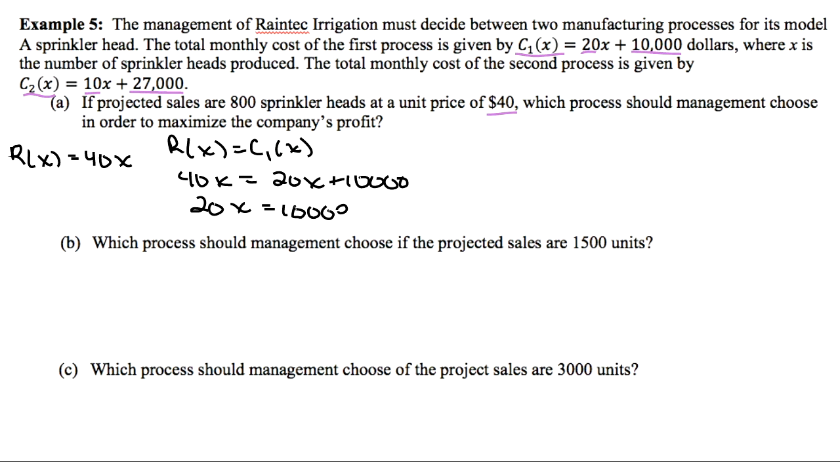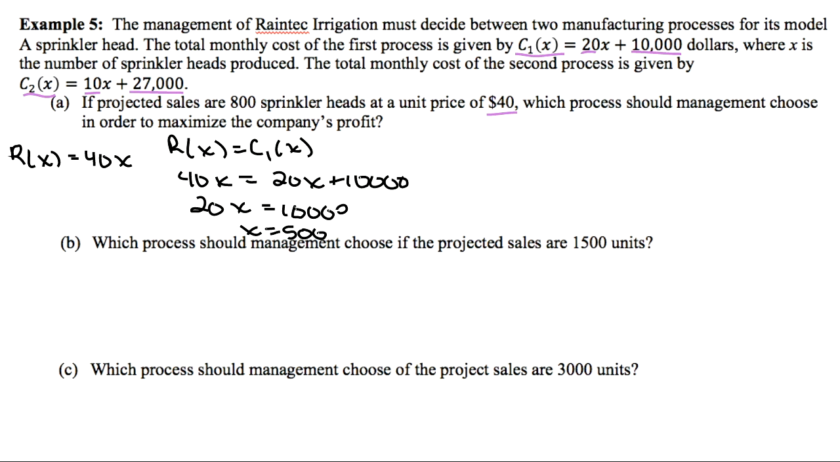So what does this one mean? When we divide by 20, x is equal to 500. So if I use C sub 1, I have to produce and sell 500 sprinkler heads to break even, to make no money. Anything over 500, I would realize a profit. So when I look at the sprinkler heads for 800 here, it looks like I would realize a profit when I use C sub 1 of x, because 500 is my break-even point.